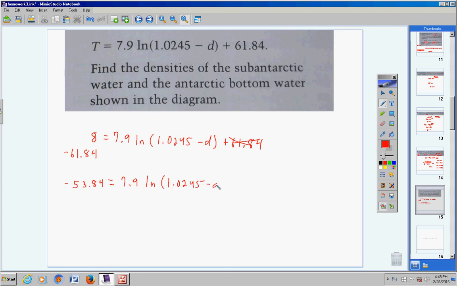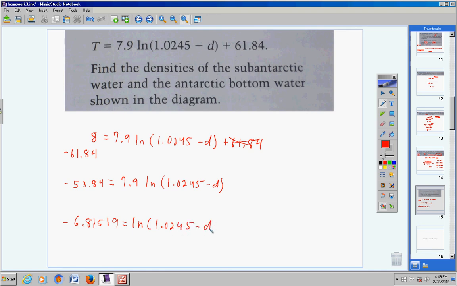Next, I'm going to divide both sides by 7.9. Let me grab my calculator here. Negative 53.84 divided by 7.9 is going to give me a pretty big decimal. I'm going to round that to negative 6.81519 equals the natural logarithm of this whole argument here.